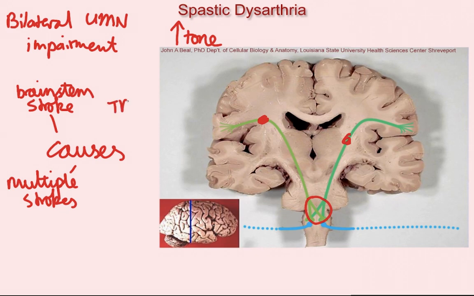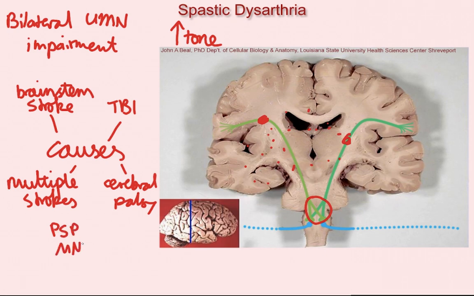Other causes might be traumatic brain injury. Because the brain has very diffuse damage, you get sort of bouncing in the skull and shearing of the brain and kind of lots of damage throughout the brain. That can affect the upper motor neurons on both sides and therefore cause spastic dysarthria. Cerebral palsy is another cause, and also progressive diseases such as progressive supranuclear palsy or motor neuron disease, ALS, and potentially tumors and things like that. So basically anything that can damage the upper motor neurons bilaterally has potential to cause spastic dysarthria.